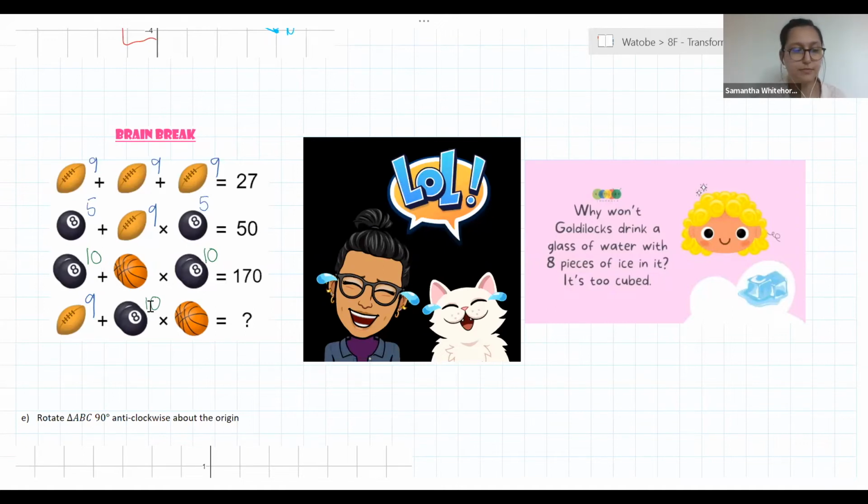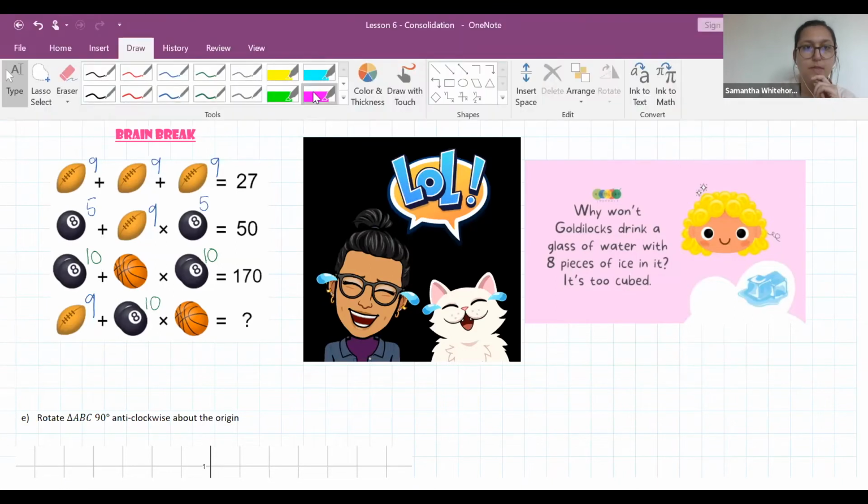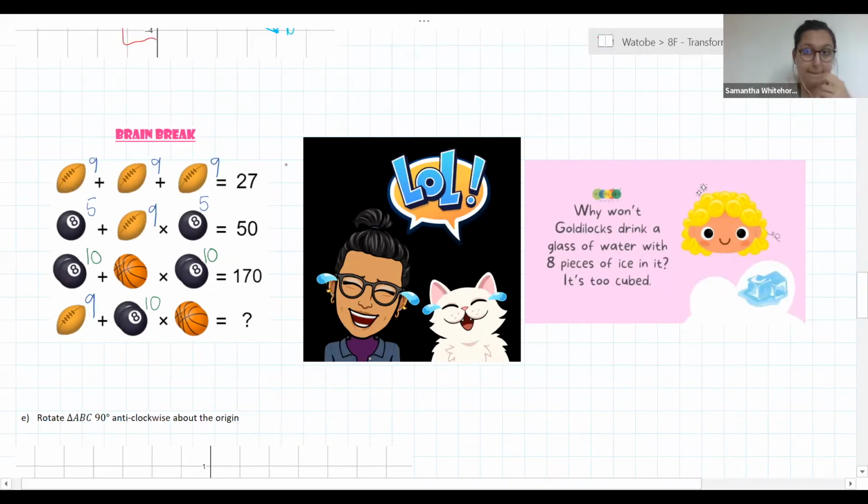Ma'am, I think the basketball is 6. 1 basketball. No, I think both of them. Because ma'am, I said 10 times 6 equals 60 plus 10 is 70. 170. Okay, but be careful. Yeah, exactly. It needs to be 170, not 70. No, ma'am, sorry, I said 10 times 6. Oh, sorry, mistake. Okay, but you're really close. What's 10 times 16? Oh, okay. Yolisa?